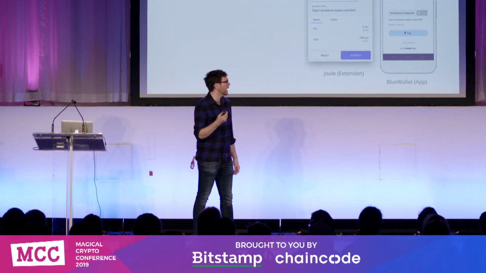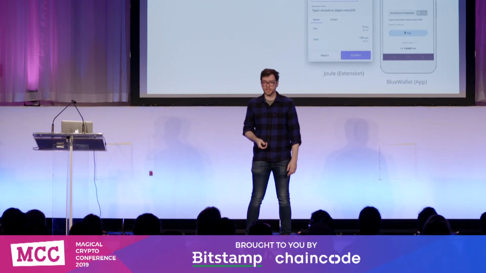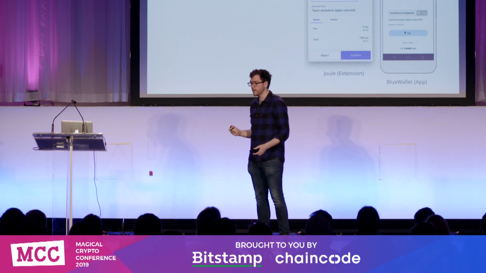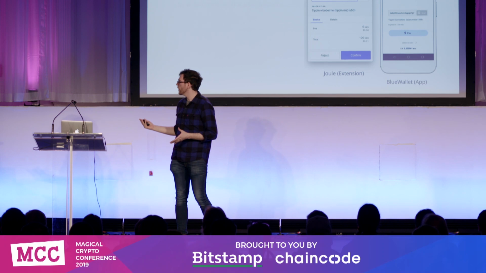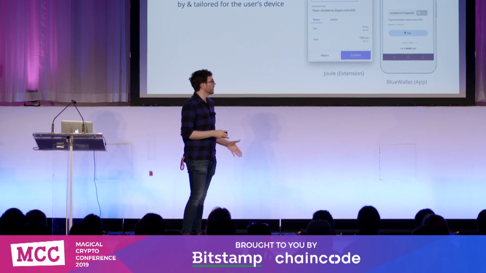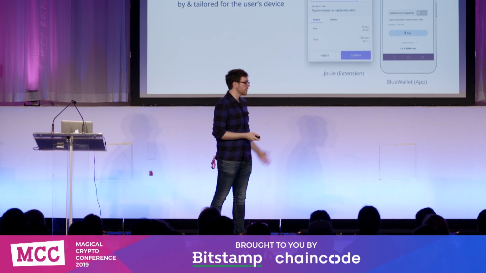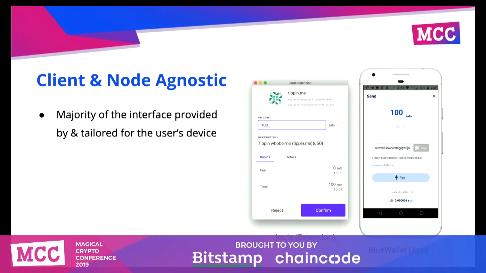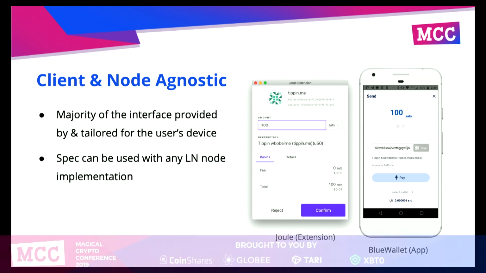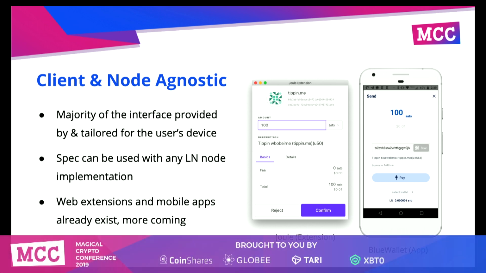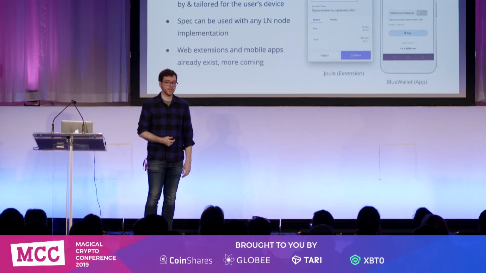And so all these features combined are totally client and node agnostic. So before, where you would have to create the interface for all this stuff, now the user's client comes with it. So it's more tailored to their device experience. So here, you've got my extension Joule, but you've also got the Blue Wallet mobile application that provides a much simpler interface, whereas Joule has a lot of power user features. This spec could be used with any LN node. I'm currently working only with LND, but any node could implement the WebLN spec. It's not tied to anything in particular. And so we've already got some extension uses and mobile apps, and more people are building on top of this today.